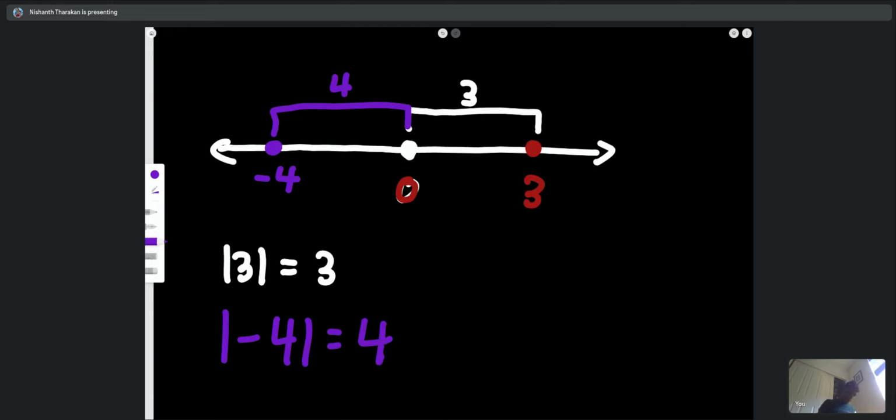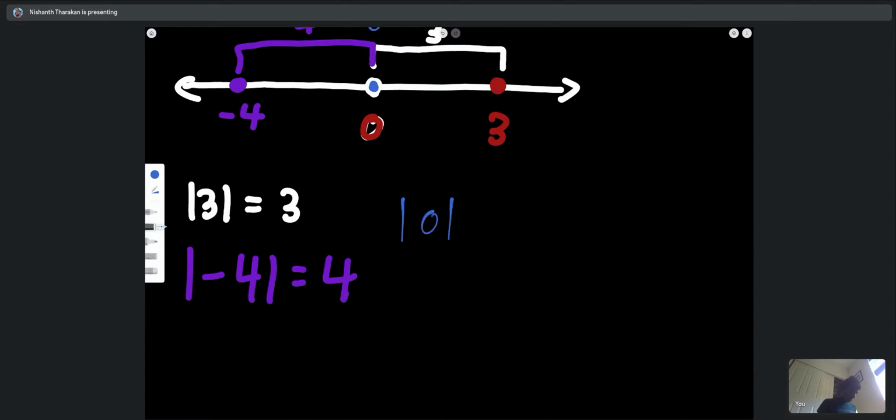Let's do another example. Okay. Let's try 0. We're at 0. We're 0 away from 0. So the absolute value of 0 is 0.